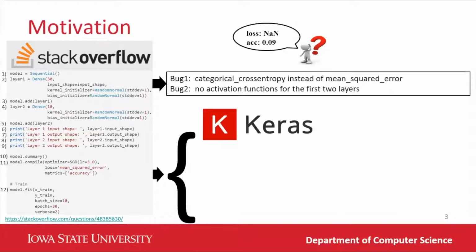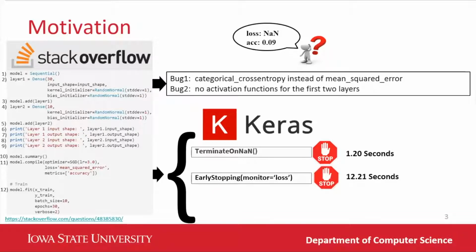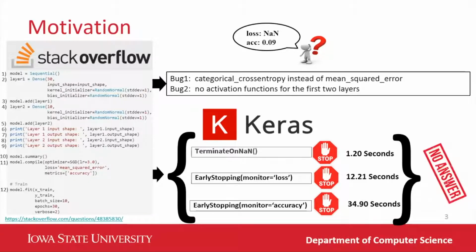If the developer uses Keras callback methods, these methods are limited in debugging the DNN model. When using TerminateOnNaN, the training was terminated after 1.20 seconds. When using early stopping on loss, the training was terminated after 12.21 seconds. When using early stopping on accuracy, the training was terminated after 34.90 seconds. Unfortunately, such information cannot help the developer localize the faults.